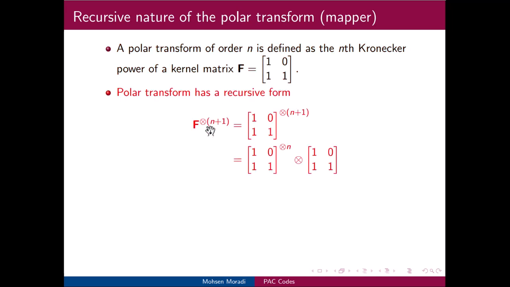We define the n plus 1's canonical power of this kernel matrix F as the nth canonical power of matrix F canonical multiplication by F. So it is a recursive construction. F power n plus 1 is equal to F power n times the kernel matrix 1, 1, 1, 0. We will see this for the small n equal to 3 in our examples.